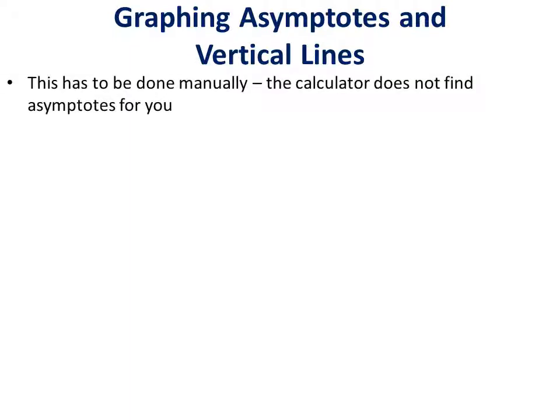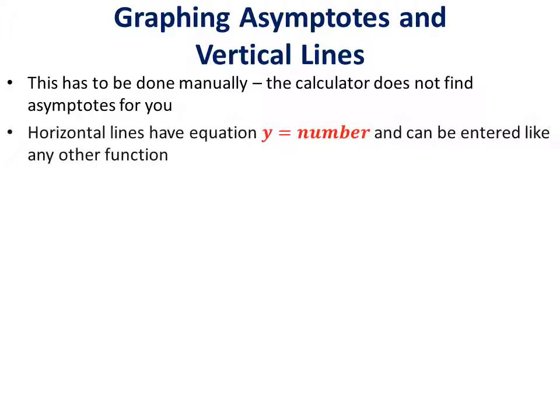And finally, if you need to graph asymptotes or a vertical line, here's how you do that. You do have to do this manually. The calculator does not have a function for finding asymptotes. So you have to calculate whether that's going to be a horizontal asymptote, y equals some number, a vertical asymptote, x equals some number, or just a vertical line, x equals some number that you want to plot. Remember, horizontal lines are going to be y equals a number, and because it's y equals, you can just put that into the calculator as if it was any other function, and it will give you the horizontal line.